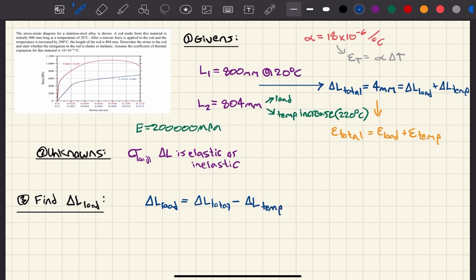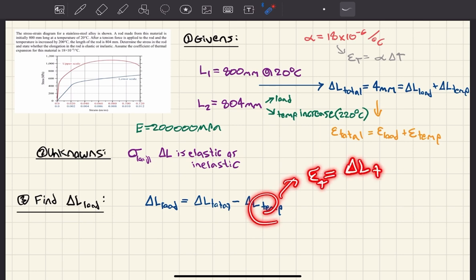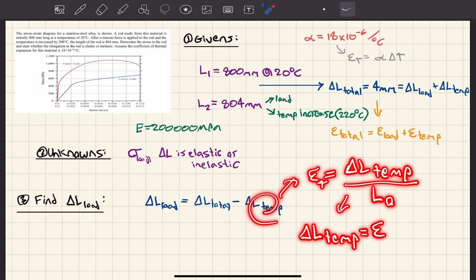Right? Beautiful stuff. Do I have this value? Yes, I do. It's 4 millimeters. Do I have this value? Well, no, not yet. How can I find it? I know that thermal strain is equal to the change in length caused by the temperature increase divided by L naught. If I rearrange this equation, the change in length due to the temperature increase is equal to the thermal strain multiplied by L naught. Simple stuff.